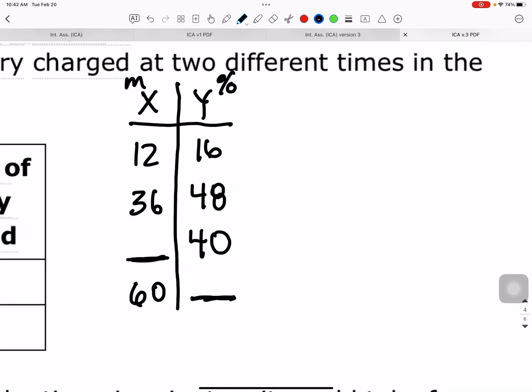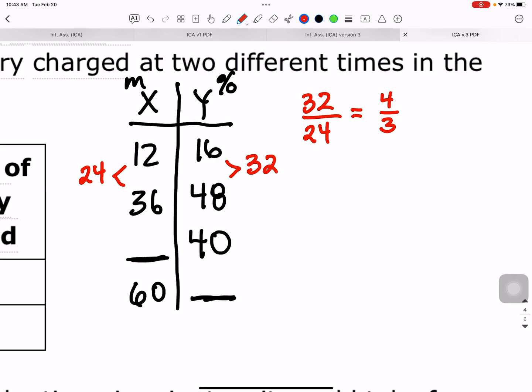Okay, here's what we can do. This goes up by 24. This goes up by 16 minus 40 is 32. Okay. Now, this is 32 over 24. Now, if I reduce that, 8 goes into both. That's 4/3. So the slope is 4/3.